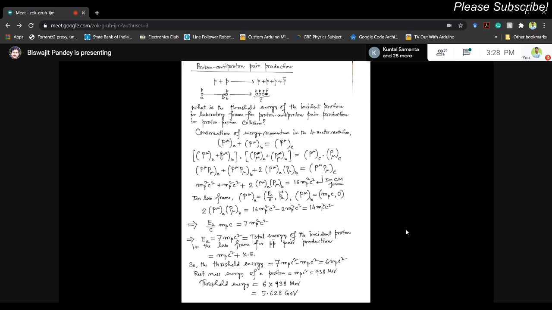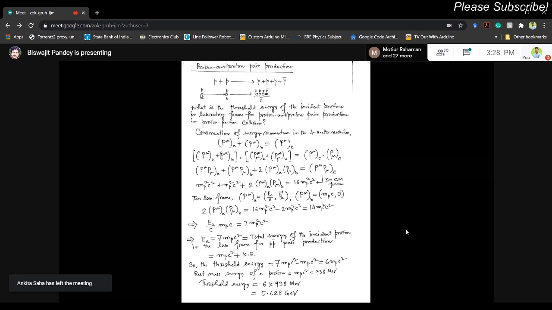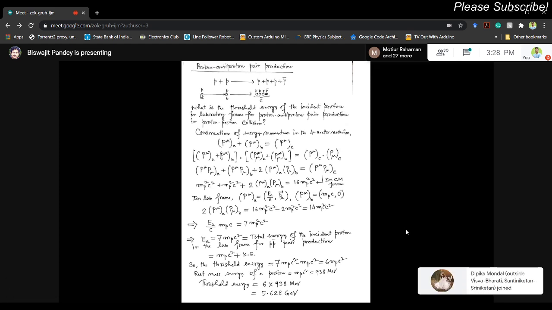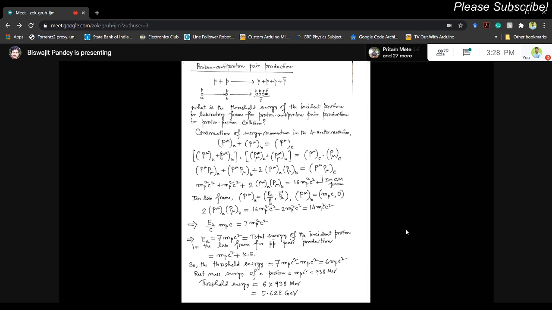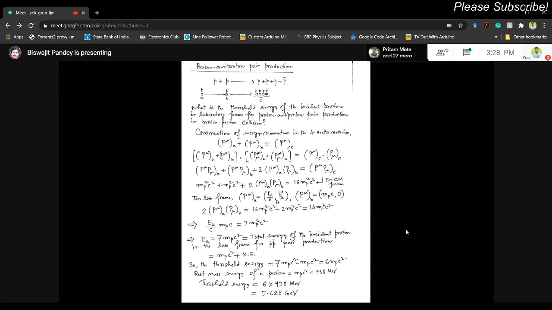On the other hand, this proton which is moving, let us label its energy and momentum as EA and PA. So I am writing them explicitly here: EA by C is the time component of the 4-momentum of proton A, and PA are the spatial components of the 4-momentum of proton A.